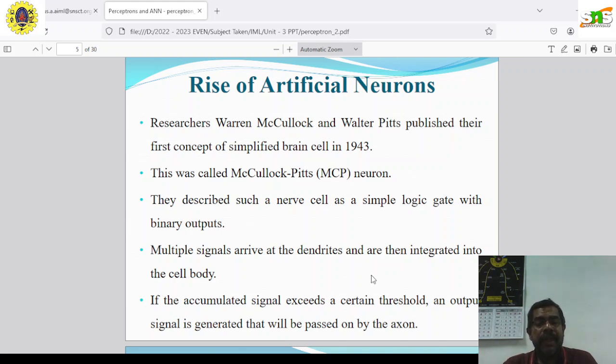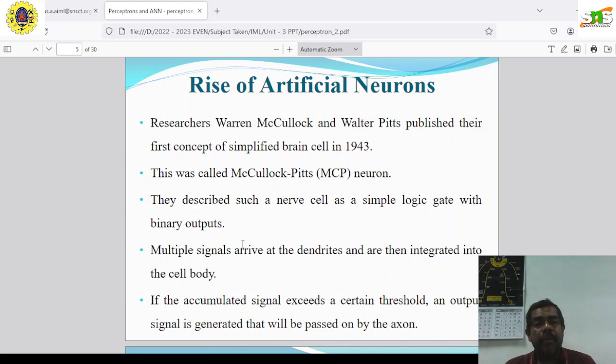Multiple signals arrive at the dendrites and are then integrated into the cell body. If the accumulated signal exceeds a certain threshold, an output signal is generated that will be passed on by an axon. This is how the artificial neuron operates.